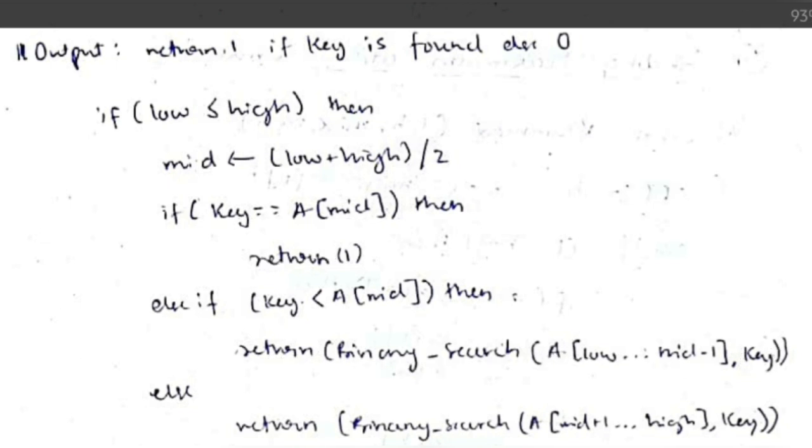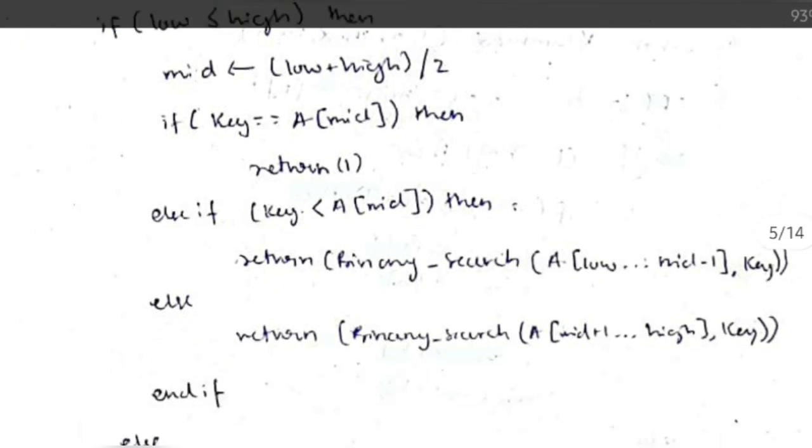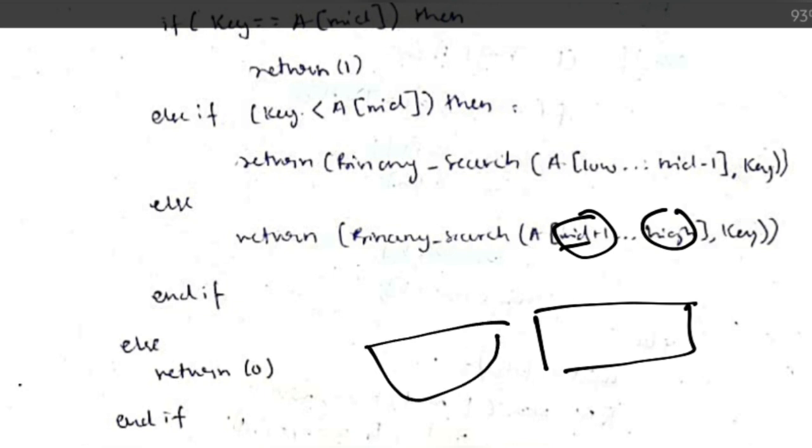Else, in the other case, if the key to be found is higher than a of mid, then we'll be passing this array. This array means the low part will be mid plus 1 and high will be this. It's not mid, actually it's mid plus 1. So mid plus 1 and high. The second half of the array will be passed. This one. This is the whole array, this is the mid part, and the second half will be passed to the binary search.